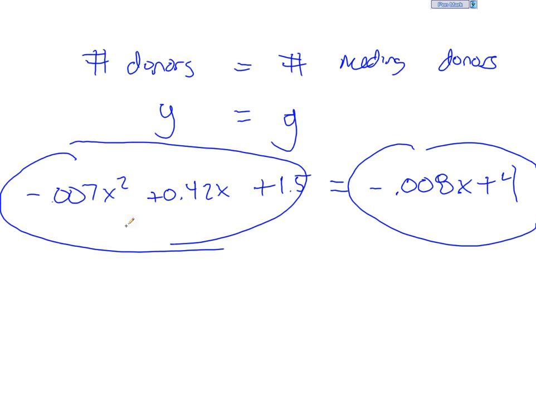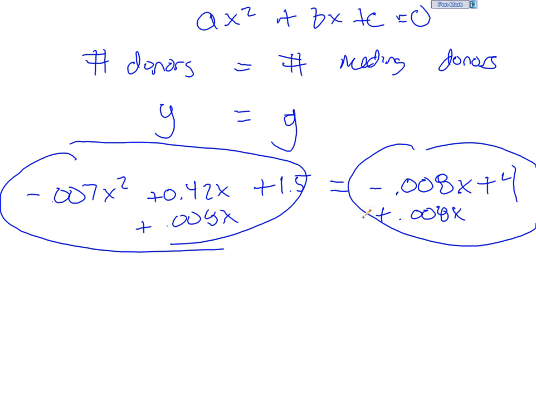So to be able to solve, we could still try to get this into the quadratic form, ax squared plus bx plus c equals 0. So what I'm going to do is I'm going to move over the stuff from the side that has less on it. So I'm going to add 0.008x to both sides. And simultaneously, I'm also going to subtract 4 from both sides.